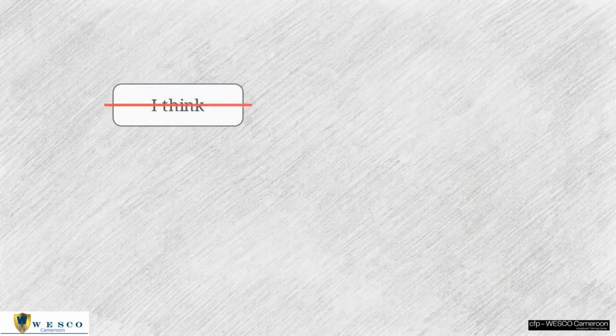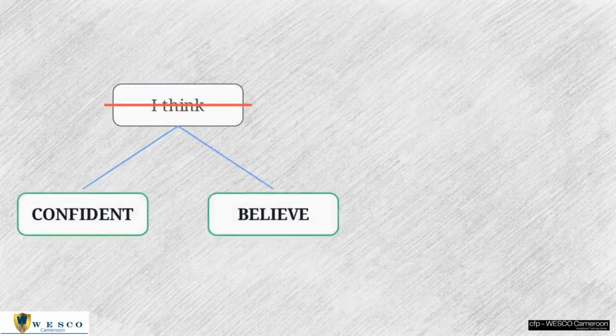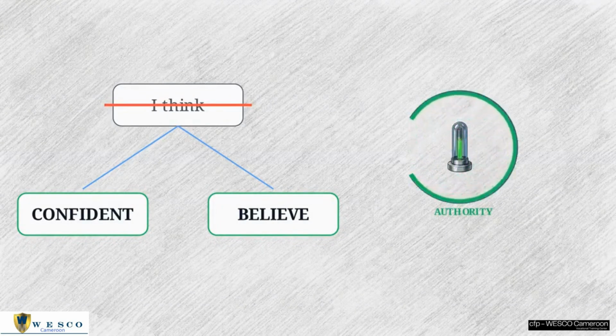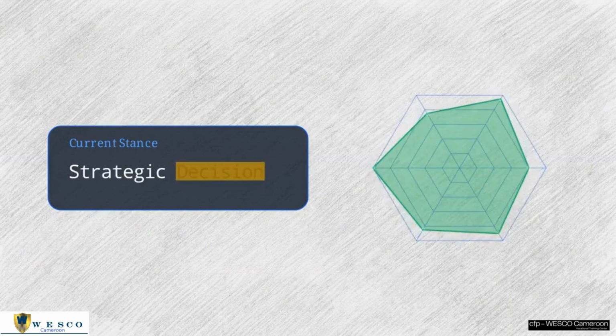Notice the first strategic shift, upgrading your verbs. The phrase "I think" is crossed out and replaced by confident or believe. Say, "I am confident this path will work," or "I believe this is our best strategy." You are shifting your stance from a casual guess to a calculated strategic decision.